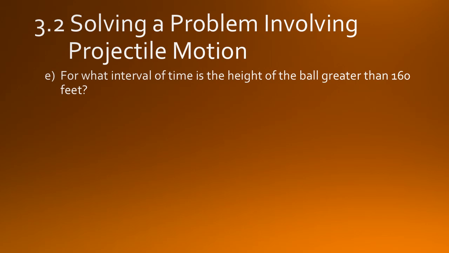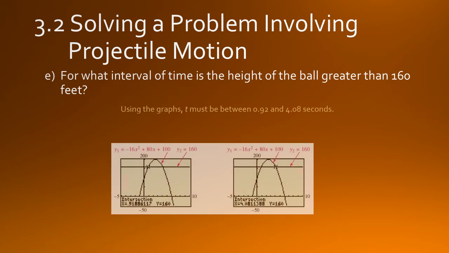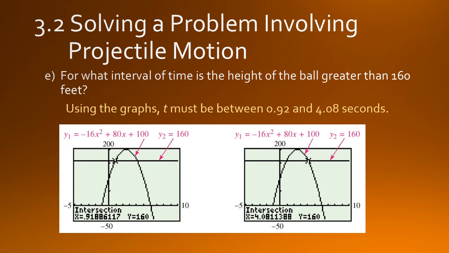For what interval of time is the height of the ball greater than 160 feet? Well, this is pretty easy to do, especially on a graph. If you put a line at y equals 160, then you can find the two spots where it intersects, and it is greater than 160 feet between 0.92 seconds and 4.08 seconds.